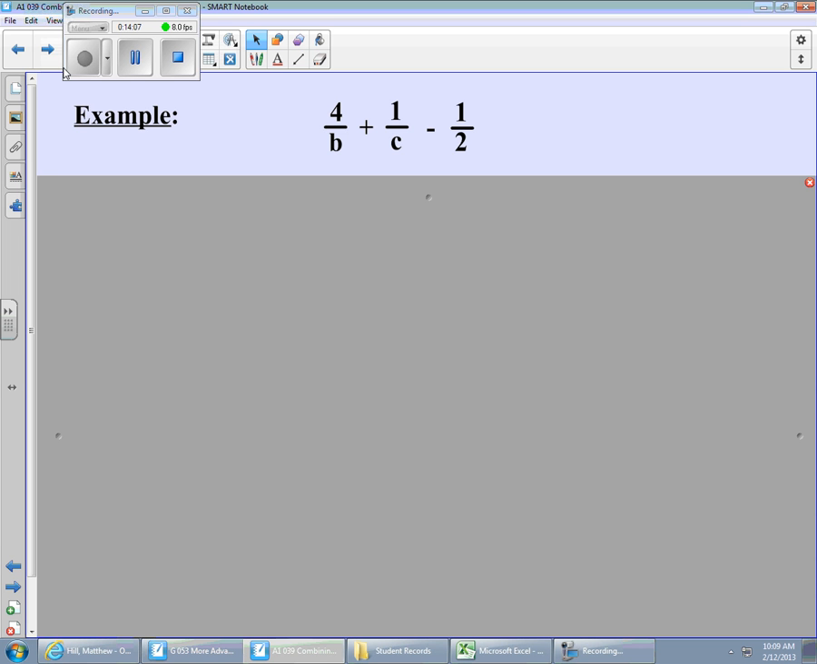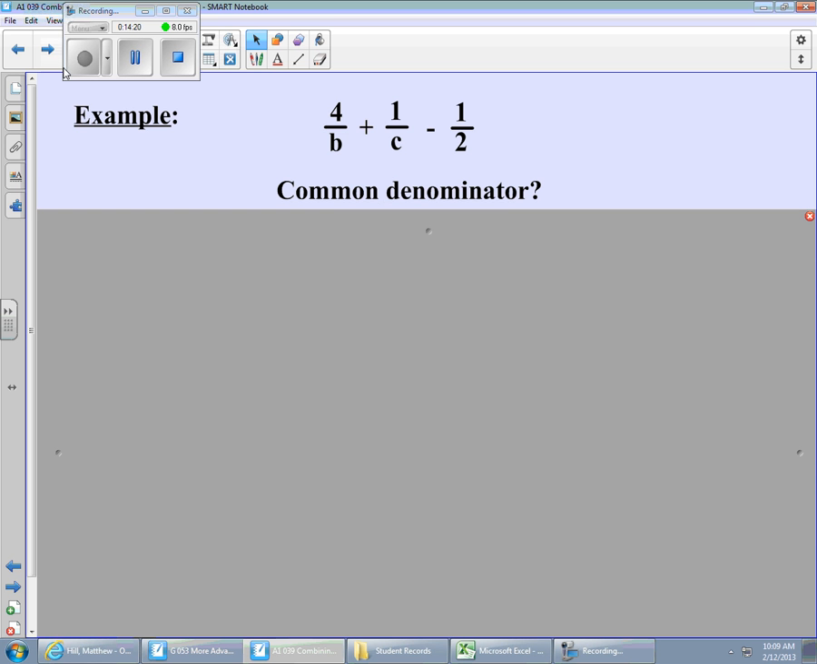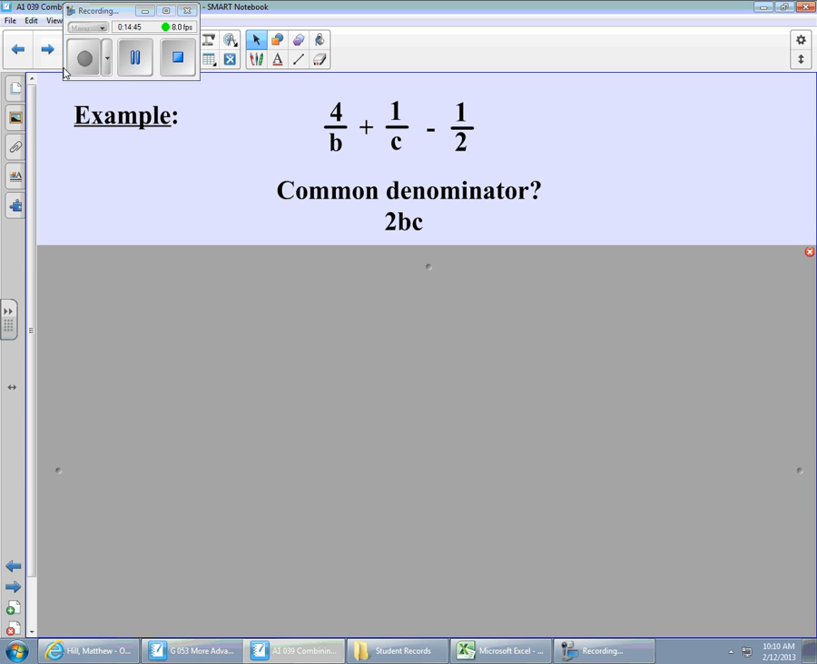Okay, so here we have one ratio, 4 over b, being added to another ratio, 1 over c, then the subtraction of another ratio, 1/2. Okay, well, same idea, same questions. We need a common denominator for these 3 terms. What do you think? Okay, seems pretty clear. We're going to need a b, we're going to need a c, and we're going to need a 2. So how about just simple enough, just 2bc? 2bc would be a good denominator.